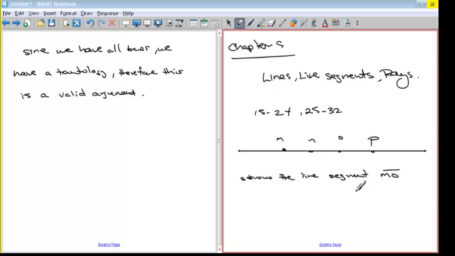Okay, so what does that mean? Well, what I want you to do is to draw a picture. So you would draw a point, put the letter M, draw about the same length that you see in the figure, and put the letter O. So that's your line segment MO.